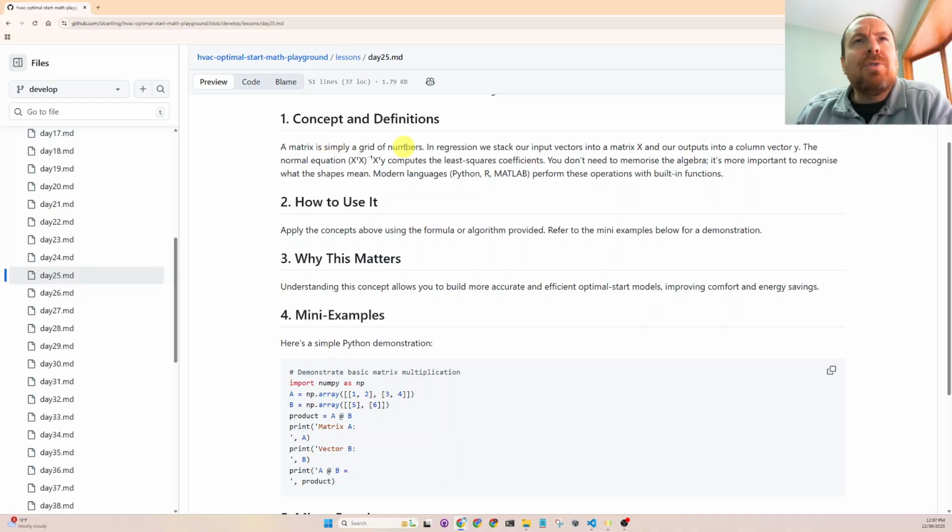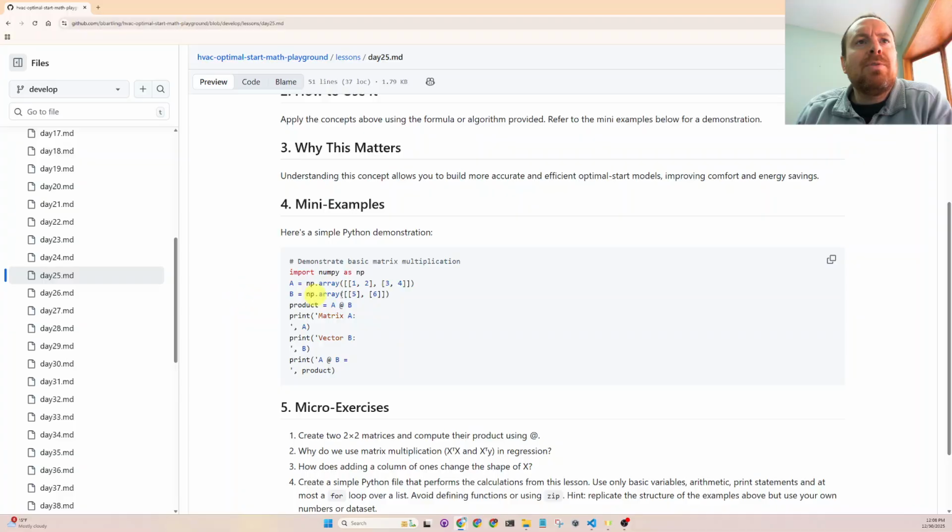A matrix is a simple grid of numbers. In regression, we stack our input vectors into matrix X and our outputs into a column vector Y. The normal equation, X transpose X, I think, and Y computes the least squares coefficient. You don't need to memorize the algebra. It's more important to recognize what the shapes mean. Modern languages like Python or MATLAB perform these operations with built-in functions. Okay, apply these examples. So this is our little mini lesson for today.